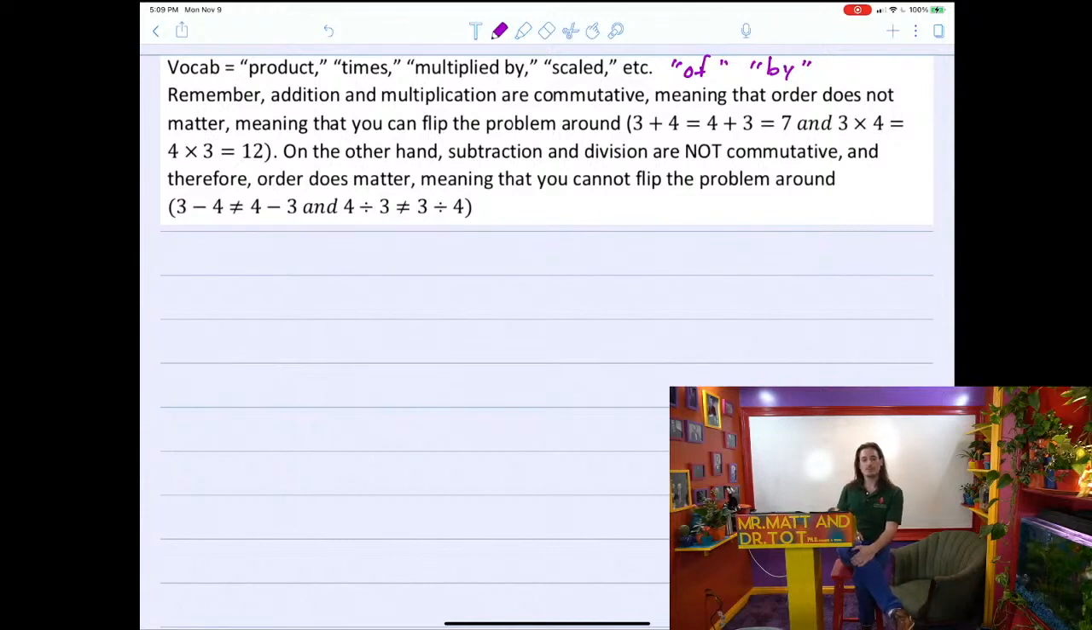Notice that 3 minus 4 is negative 1. 4 minus 3 is positive 1. Those are not the same results. And also, 4 divided by 3, that would be 4/3. 3 divided by 4, that would be 3/4. Those are also not the same numbers. So you can flip multiplication and addition around. You cannot flip division and subtraction around.